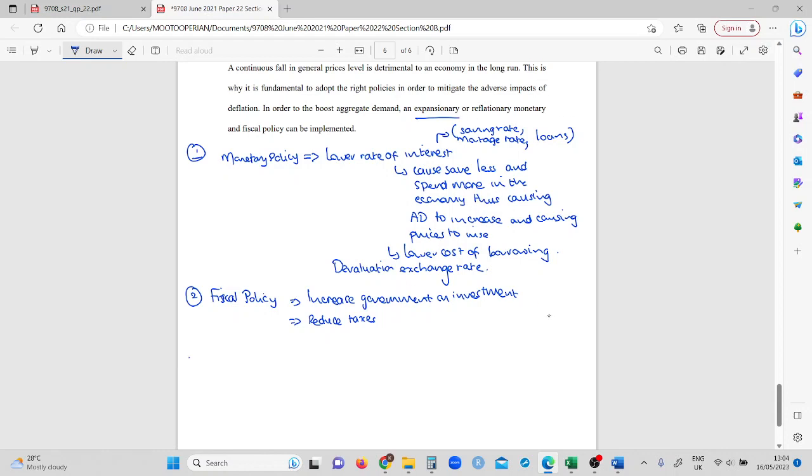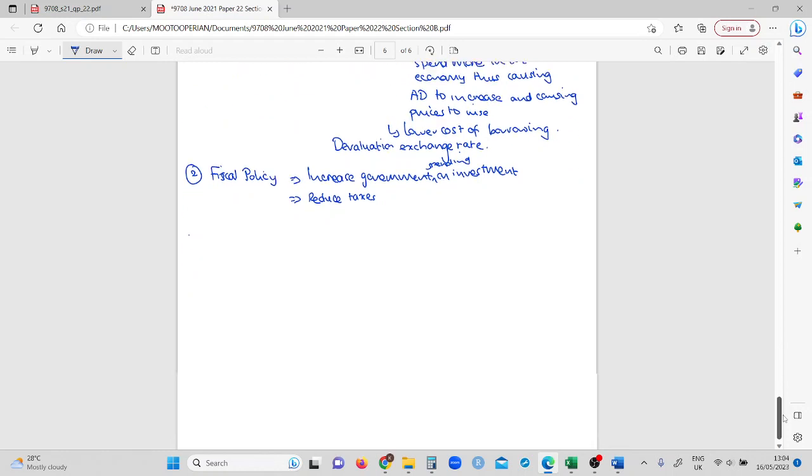Now you will put another paragraph. So this will be your first one, a small introduction. You will explain the types of monetary policy that you will be using. For example, how will it affect aggregate demand, thus reducing the deflation and causing prices to rise. Then fiscal policy, you will talk about government spending, increasing government spending on investment, reducing taxes, causing disposable income to increase and causing people to spend more. So here, you have already explained.